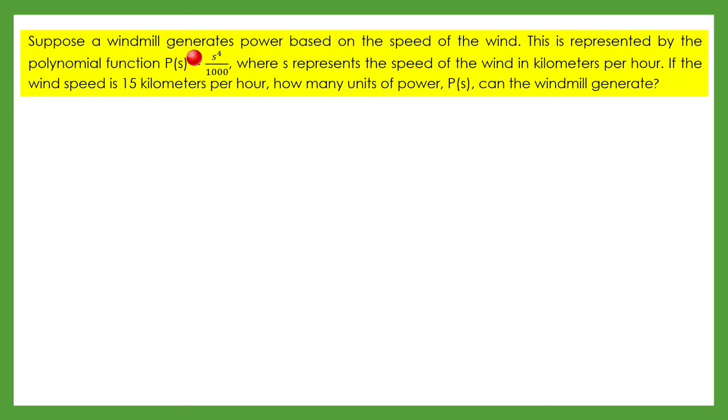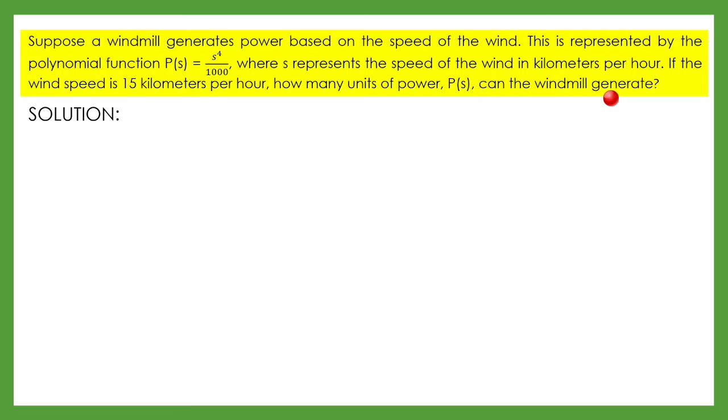Suppose a windmill generates power based on the speed of the wind. This is represented by the polynomial function P of S equals S raised to 4 over 1,000, where S represents the speed of the wind in kilometers per hour. If the wind speed is 15 kilometers per hour, how many units of power, or P of S, can the windmill generate?